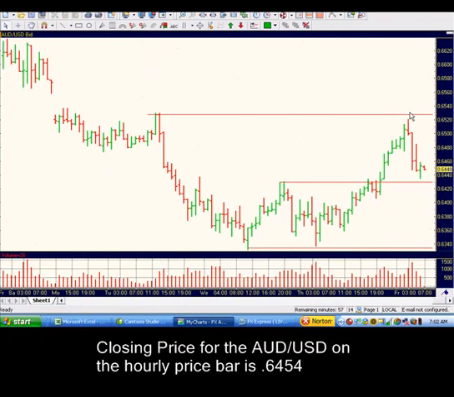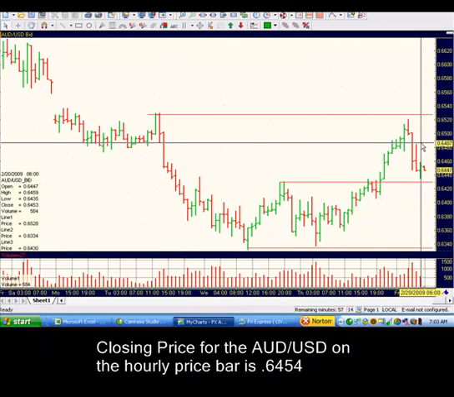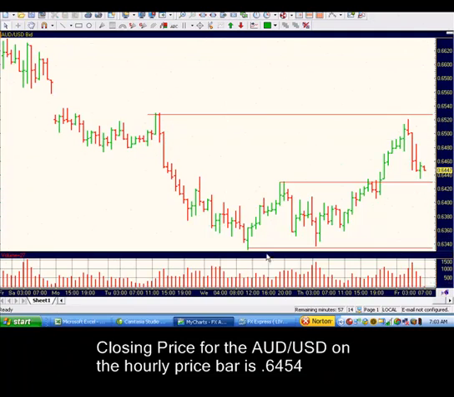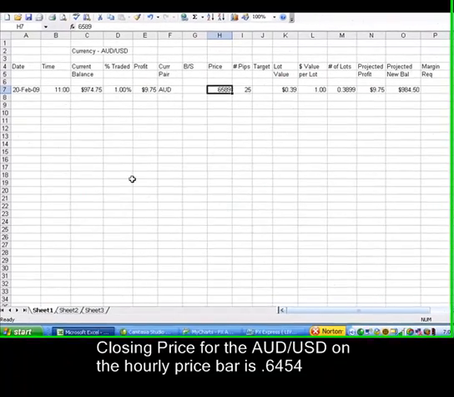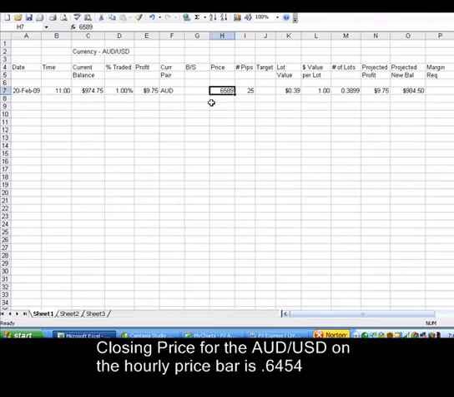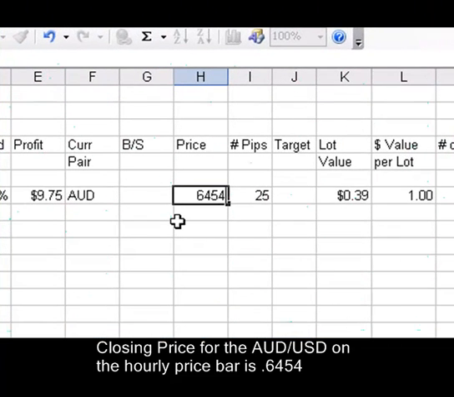We want to have our stop above here, and we're going to have our limit point somewhere down here. But the price, as you see here, when it gets to 64.54, because the close of that bar is actually, if you look at the left hand side, 64.53. So 64.53 or 54, that'll be okay. Now if we go back to the spreadsheet, the price is 64.54. That's our price we want to get in.